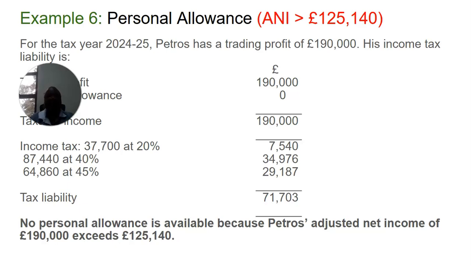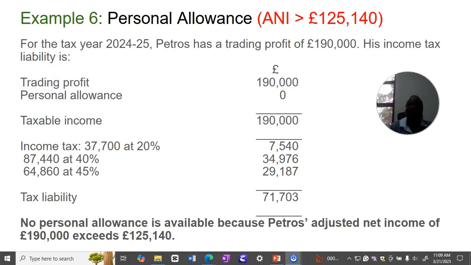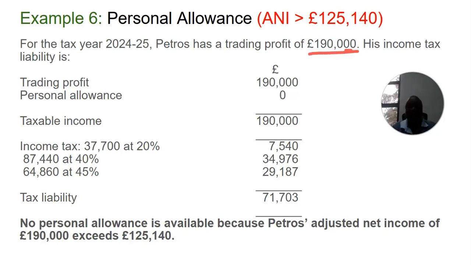Now let's look at this individual. This information about Petros. This guy had a trading income or trading profit of 190,000. This is way above the adjusted net income threshold of 125,000. This guy obviously is not entitled to the personal allowance. This is why we put a 0 there. Automatically, he is not entitled.